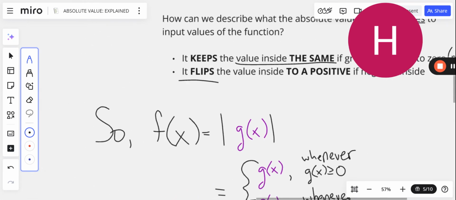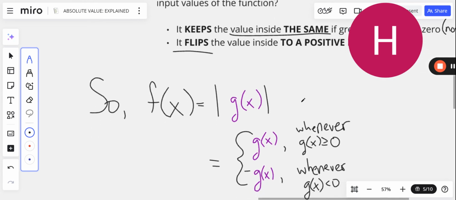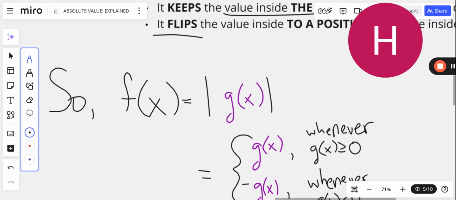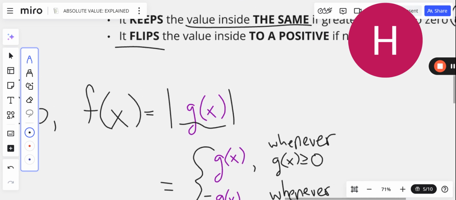So let's get a handle on how we write this. If we have f of x is equal to the absolute value of some function, g of x, we're not going to use a specific function yet. We're just going to say this inside is something. It can be anything. It could be 2x plus 5. It can be 3x squared minus 7. It can be anything with some x in it, whatever this function is.